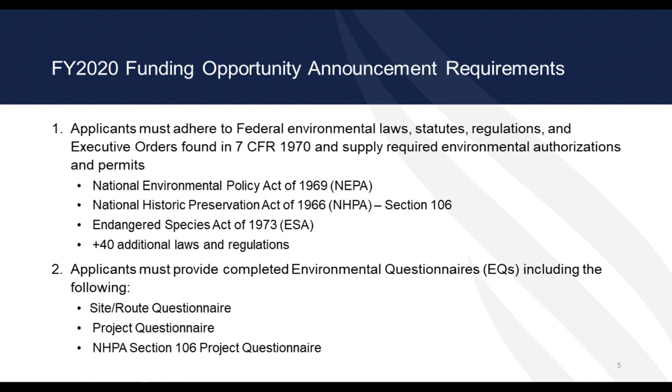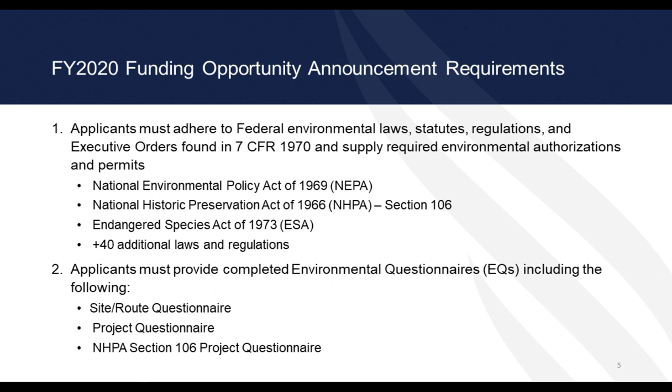Now we'll review key requirements in the FOA as they pertain to the environmental sections. First, applicants must adhere to federal environmental laws, statutes, regulations, and executive orders found in 7 CFR 1970. 7 CFR 1970 states that applicants for RUS loan and grant programs must propose projects that avoid or minimize negative environmental impacts. This regulation establishes how RUS will oversee and comply with required environmental authorizations and permits.